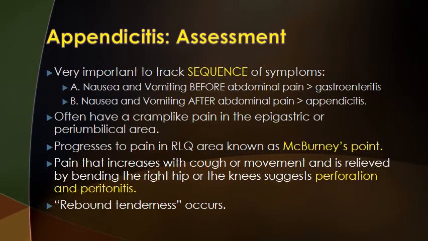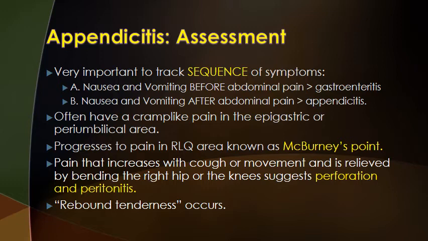life, quite frankly. What do we as nurses need to assess when we have a patient who comes in with abdominal pain? It is really important to track the sequence of the symptoms. Gastroenteritis and appendicitis can appear to be on the surface very similar, and that's why it's important that we get more depth with our assessment, specifically regarding the sequence of nausea, vomiting, and pain. If nausea and vomiting has happened before the pain, the patient has gastroenteritis. If the nausea and vomiting has happened after getting the abdominal pain, those patients will have appendicitis.